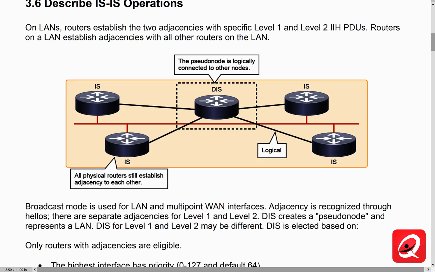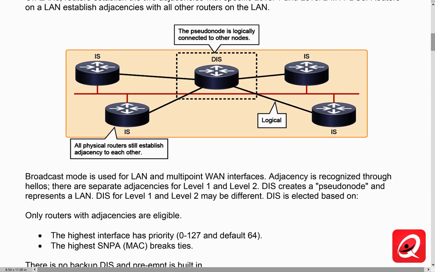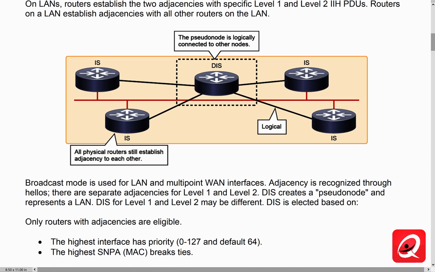It's based on interface priority. We can kind of see that listed down here. The highest interface priority, the number is 0 to 127. The default value is 64, or the highest SNPA, what we call the subnetwork point of attachment.